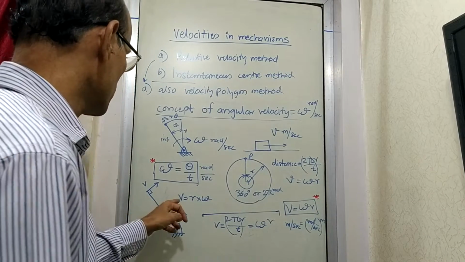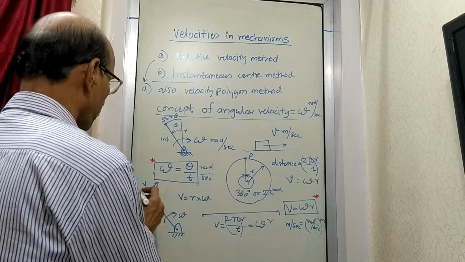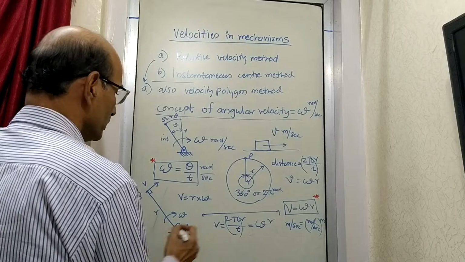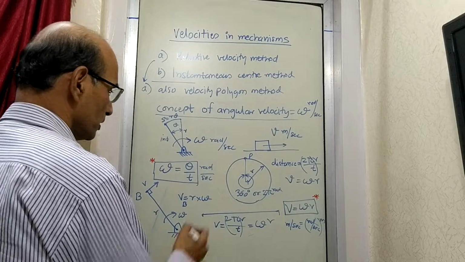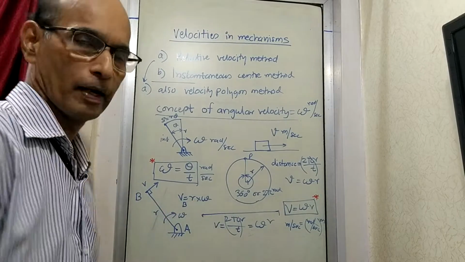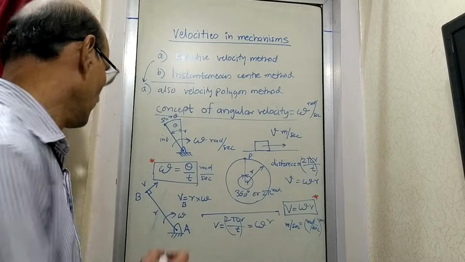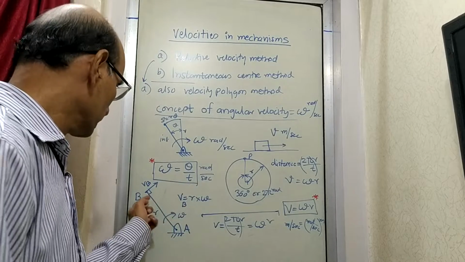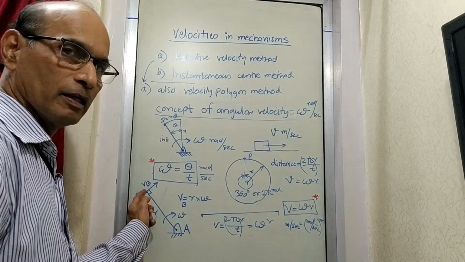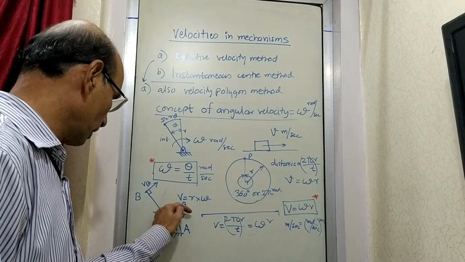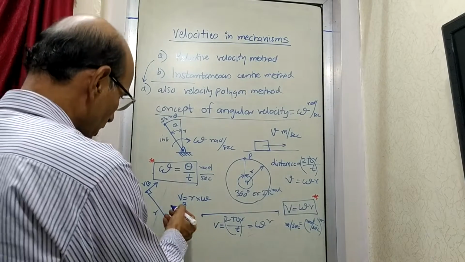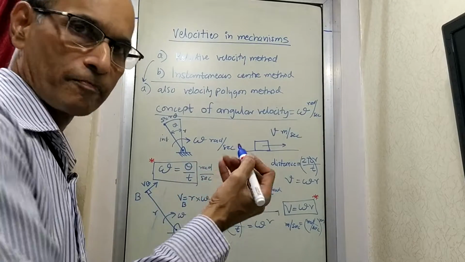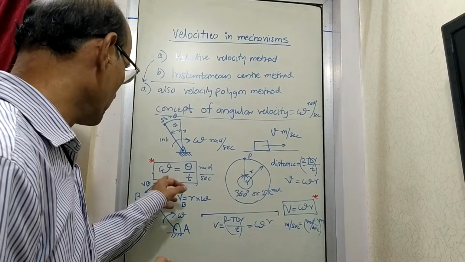Now when you say this is v, it is of a certain point. Suppose I call this point A and this point B. Then we say this is the velocity of B, equal to r into omega, and we show it like this. This vector is showing the velocity of B. The direction is perpendicular to the link and along the sense of angular velocity. If the angular velocity is this way, then the velocity of point B will be in this direction, which is quite obvious.